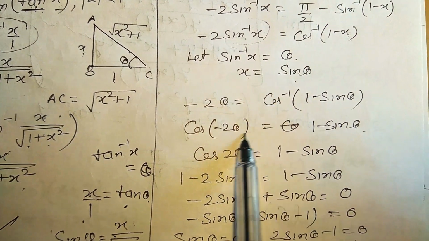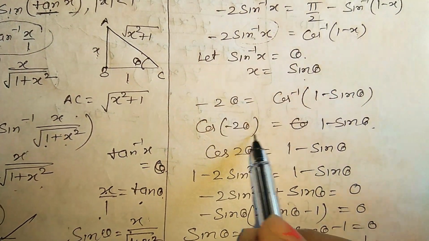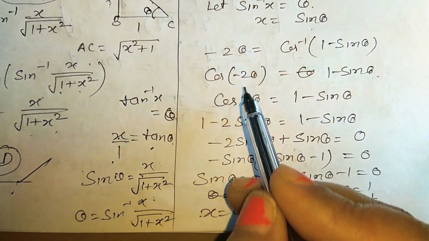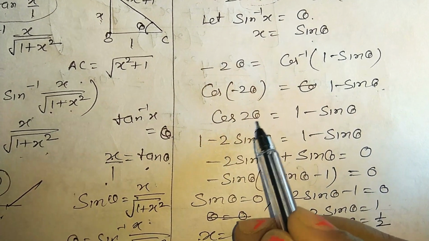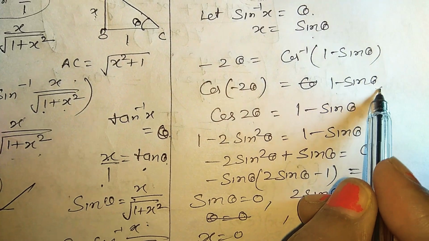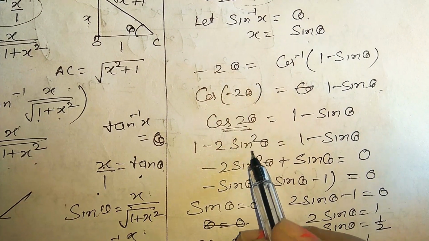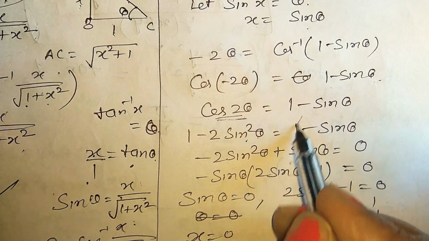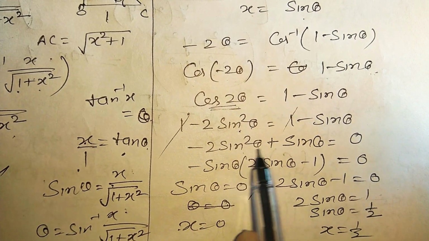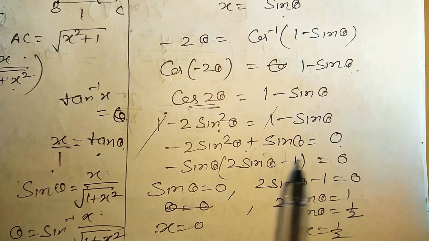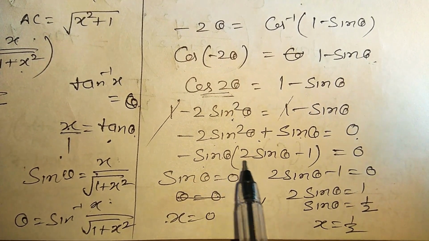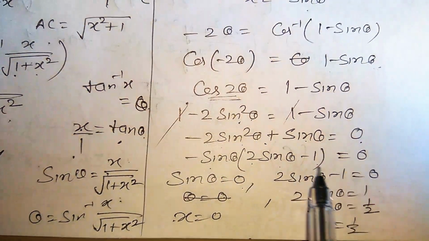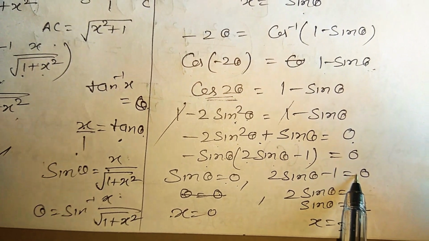Then we can take cos on the left hand side: cos of 2 theta is equal to 1 minus sin theta. Okay, then we know that cos of minus theta we can write as cos theta. And the formula to change cos 2 theta into sin form is 1 minus 2 sin square theta. So 1 cancels with 1, and it is minus 2 sin square theta plus sin theta is equal to 0. Take sin theta common from both: minus sin theta into (2 sin theta minus 1) is equal to 0. So either sin theta is 0 or 2 sin theta minus 1 is equal to 0.